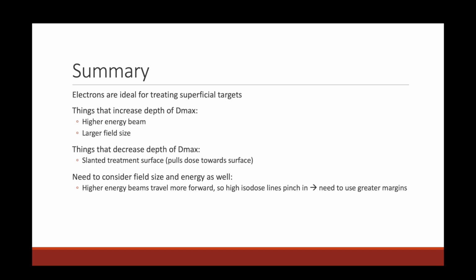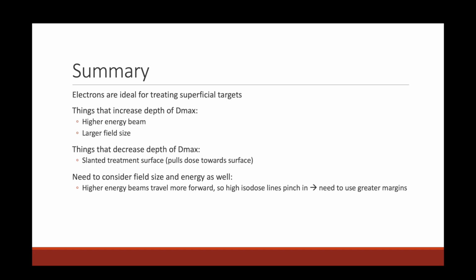Remember, electrons are ideal for treating superficial targets because they have a very low mass, and so they do not penetrate very deep into the tissue. Remember that as we increase the beam energy and as we increase our field size, we're going to have more forward movement of electrons, and that's going to increase our depth of Dmax. When we are using a slanted treatment surface and we're not necessarily treating en face, that's going to cause more lateral scatter, pulling our dose closer to the patient's surface, and that decreases our depth of Dmax.